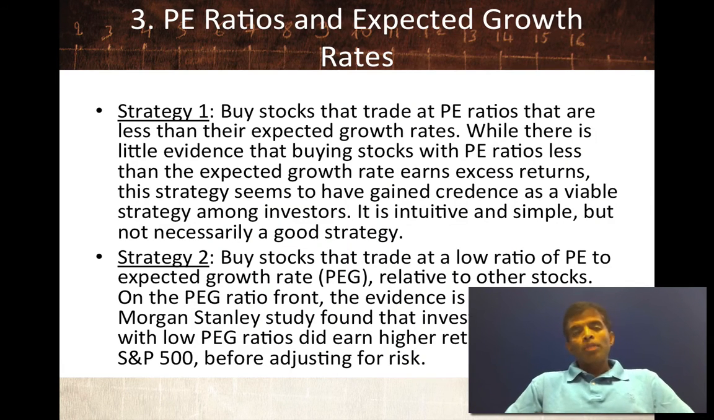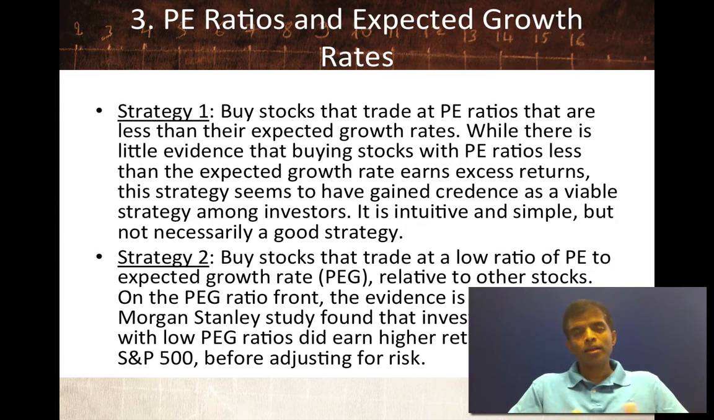Now, the more common growth at a reasonable price strategy is to bring in the expected growth rate in conjunction with the PE ratio. And there are two versions of investment strategies that use this combination. In the first, investors, or portfolio managers, compare the PE ratio in a company to the expected growth rate in the company. And the rule of thumb is a simple one. If a stock is trading at a PE ratio less than its expected growth rate, it's a good investment. It's a cheap company. If the PE ratio is higher than the expected growth rate, it's an expensive company.